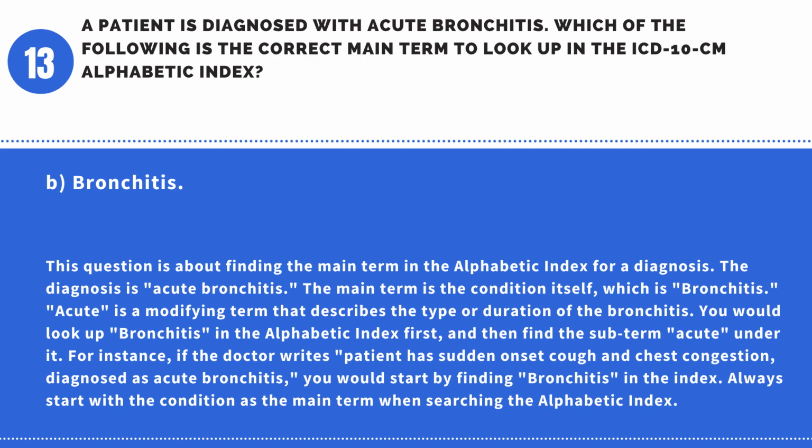For instance, if the doctor writes patient has sudden onset cough and chest congestion, diagnosed as acute bronchitis, you would start by finding bronchitis in the index. Always start with the condition as the main term when searching the alphabetic index.